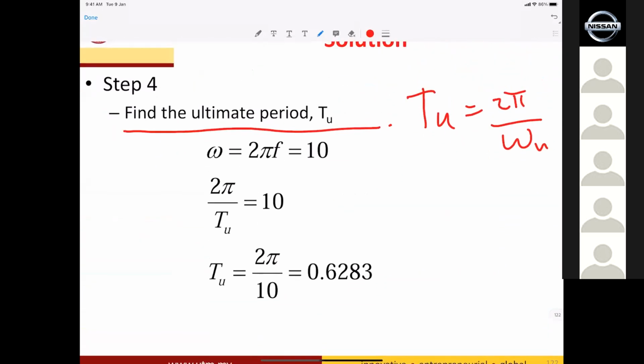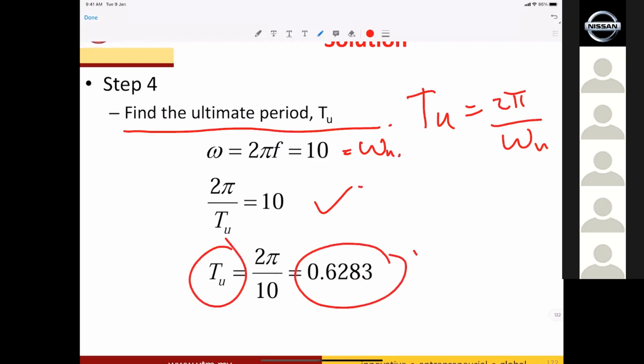Omega is equal to 2 pi f, which is equal to 10, the omega U. Then 2 pi divided by TU is equal to 10. So TU is equal to 2 pi divided by 10, which is 0.6283. Save this value.